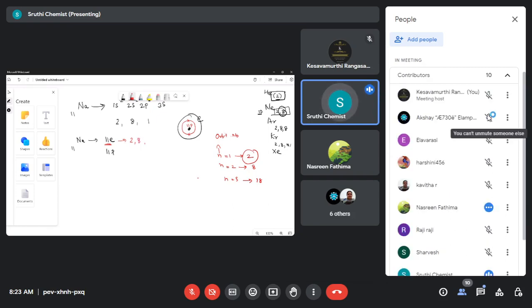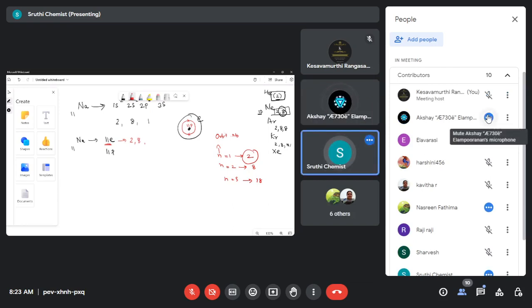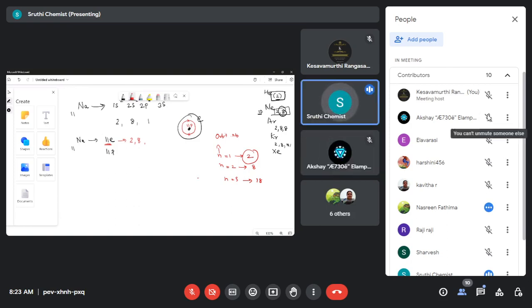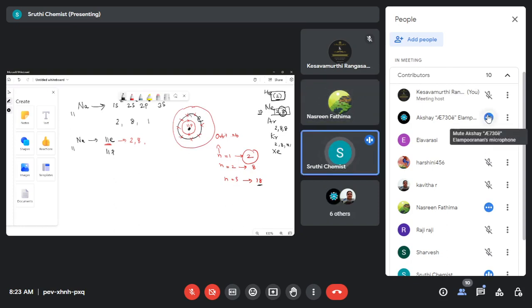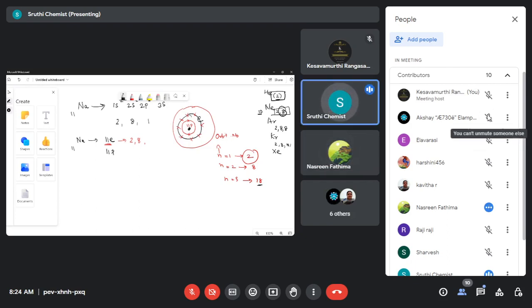How many electrons have we filled in sodium? 10, ma'am. So how many are remaining? 1. Yes, we still have to place one more electron. I have placed 8 electrons in the second orbit, and this one goes in the third orbit. The third orbit can hold a maximum of how many electrons? 18 electrons. But how many electrons do we have? 1, ma'am. Shall we place the 1 in the third orbit?